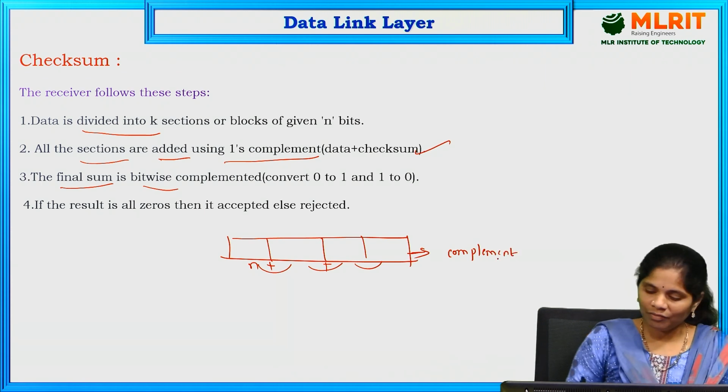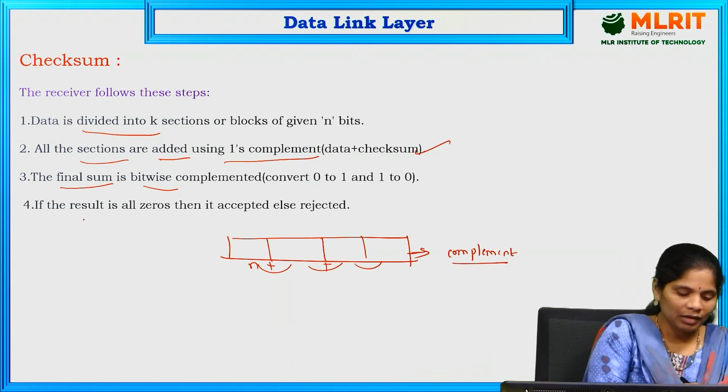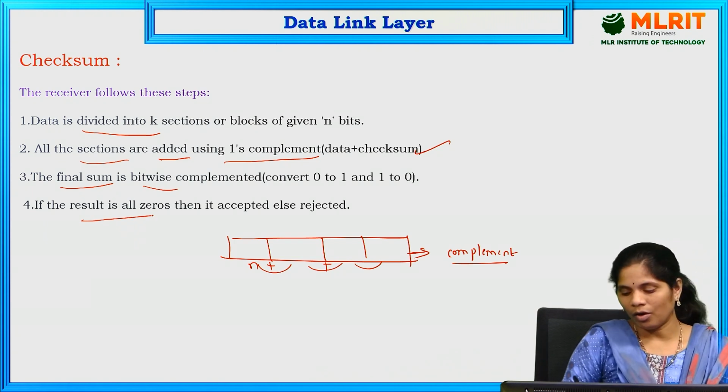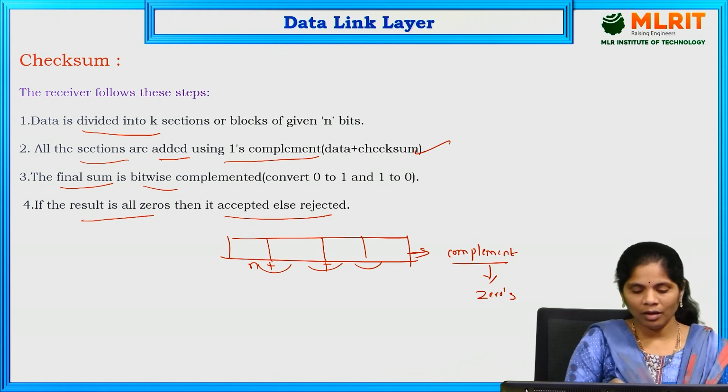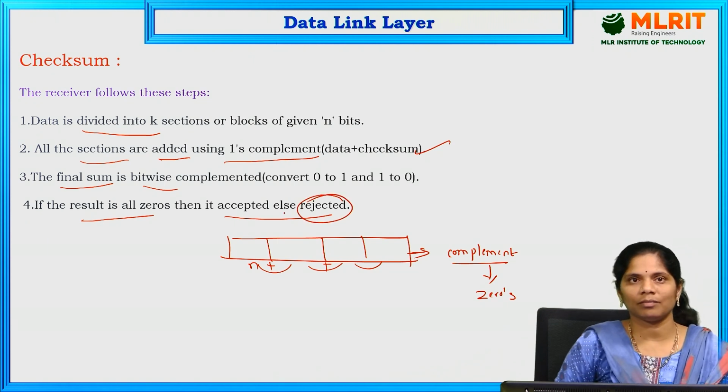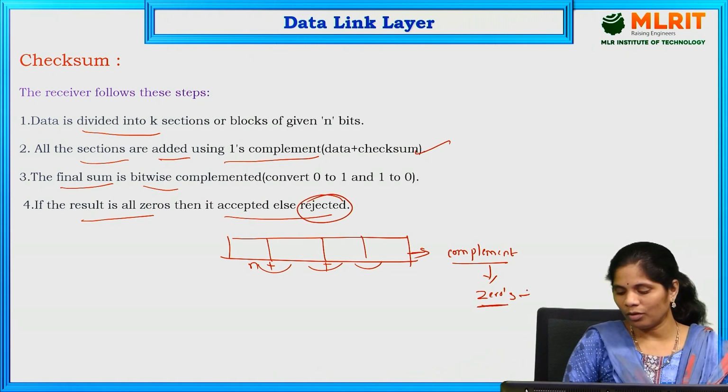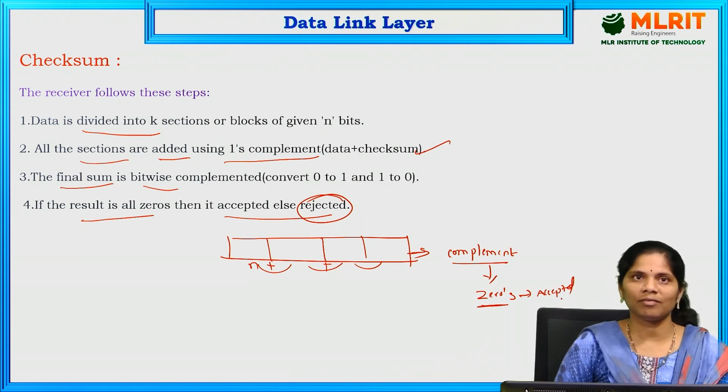If the result after doing the complement is all zeros, then the data is going to be accepted. Otherwise, it is going to be rejected. Only if all zeros come is it going to be accepted. That is the receiver side process.